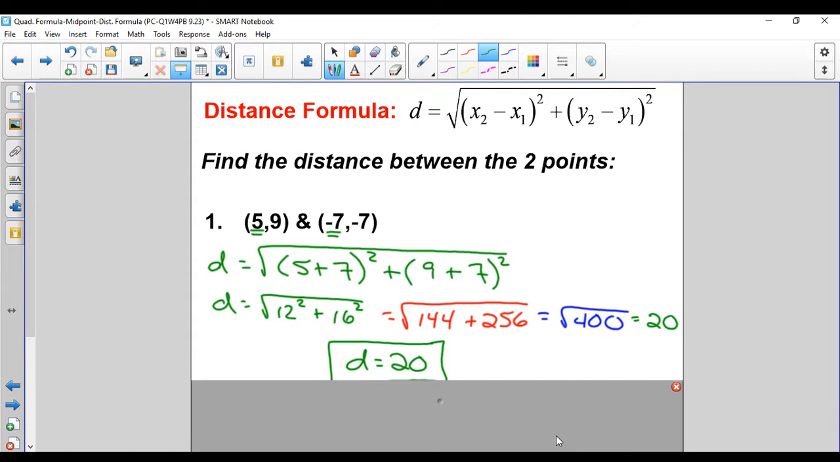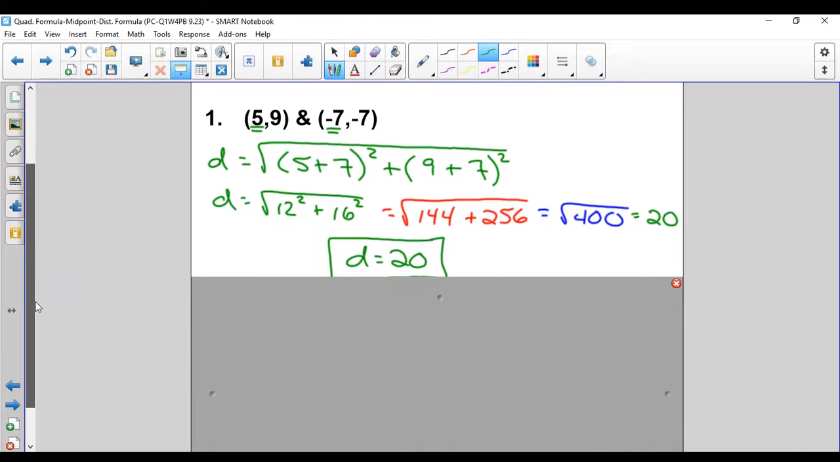Distance is always positive. You cannot have a negative distance. You just go 20 units in a different direction. So your answer is always going to be positive in these. No plus or minuses, no deciding what sign's what.